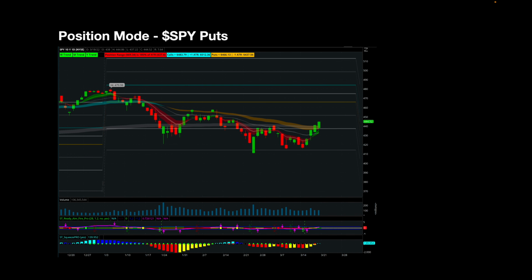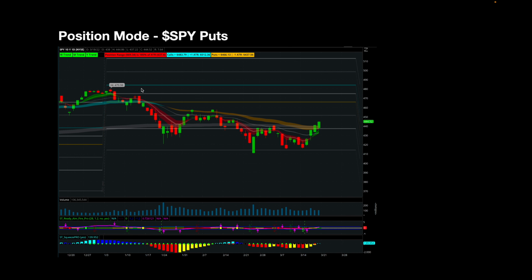So here's SPY puts that you could have gotten back in January. Let's say leaps, or you could have gotten short. It's up to you. But look at this daily chart with position mode on. Same concept, same levels. I've actually put the extension on the bottom, so you can see where it bounced. But look at that. Falls below the put trigger.